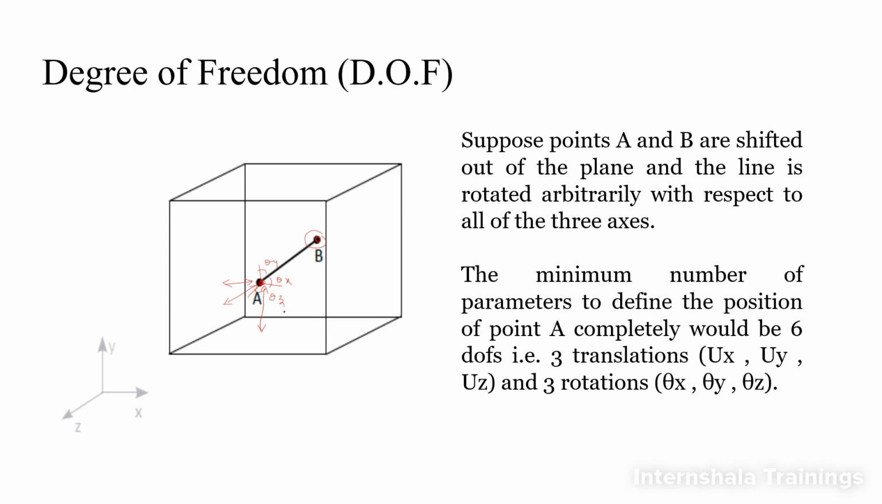So if I have all the 6 dimensions, I will be able to specifically define the position of this object AB in space.